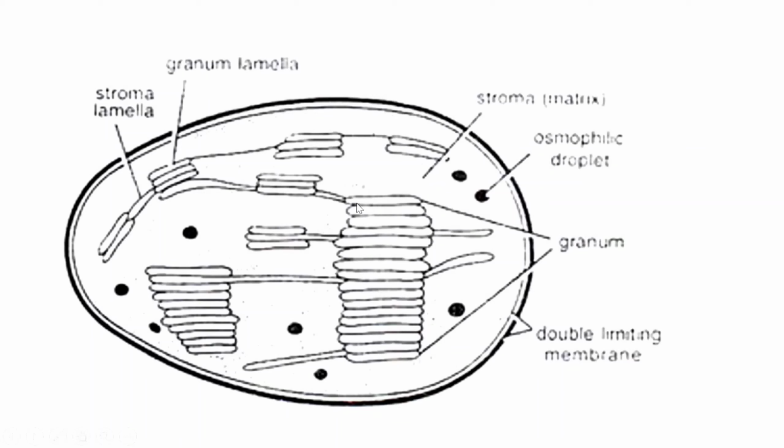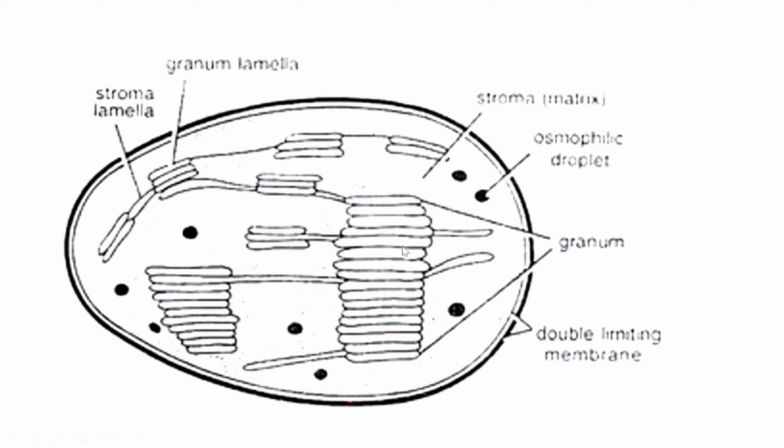In the stroma, there are flattened sac-like structures. These sacs are called thylakoids. These thylakoids are arranged one above another. This structure is called stacked or piled up thylakoids. This stack of thylakoids is known as a granum, or grana thylakoid.